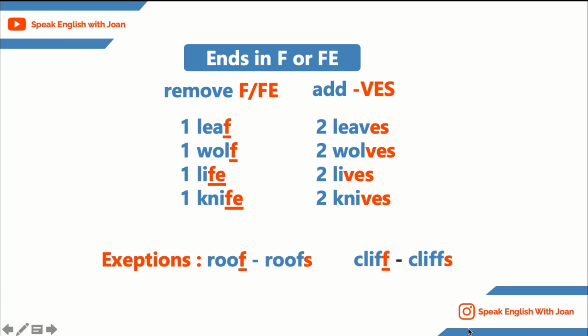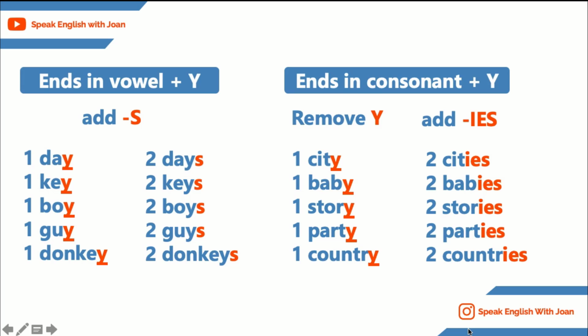For example, growth, it's the same. We just have to add an s. And cliff, the same. And when the noun ends in a vowel plus a y, we have to add an s. For example, one day becomes two days, one key becomes two keys. When the noun ends in a consonant plus y, we remove the y, and so on.